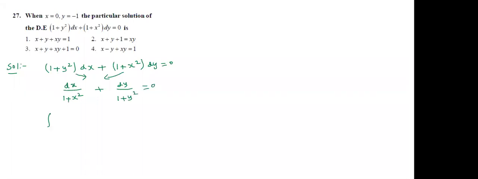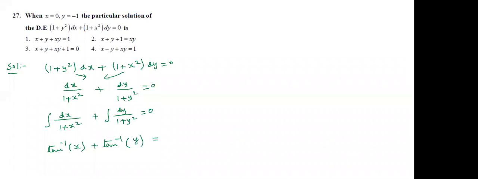Now apply the integration: integration dx by 1 plus x square plus integration dy by 1 plus y square is equal to 0. Here you already know very well that integration 1 by 1 plus x square is tan inverse of x, and the second one is also the same, tan inverse of y, that is equal to what we can write. I am going to write tan inverse of c.